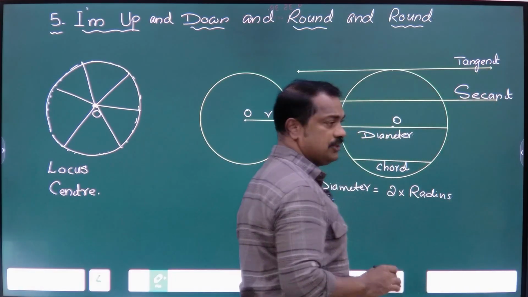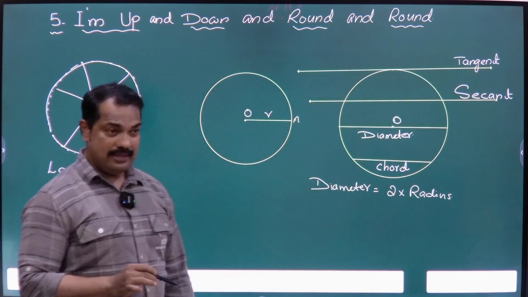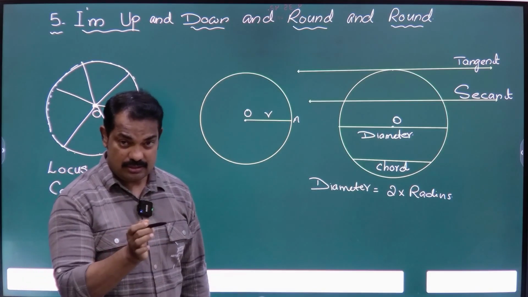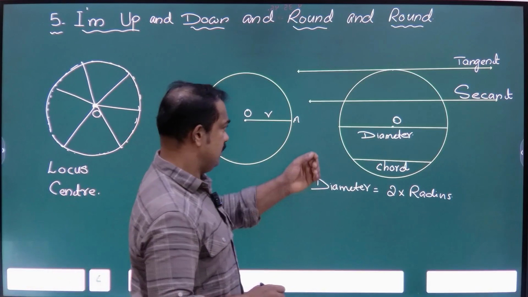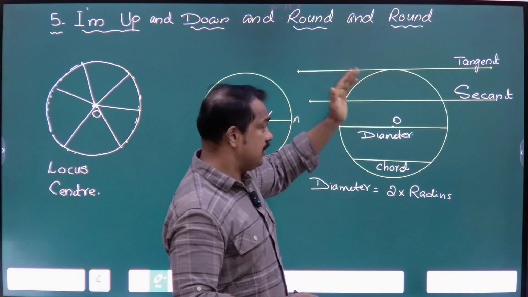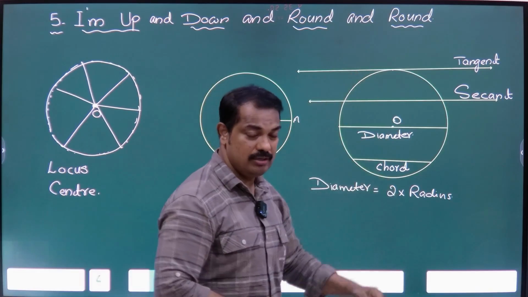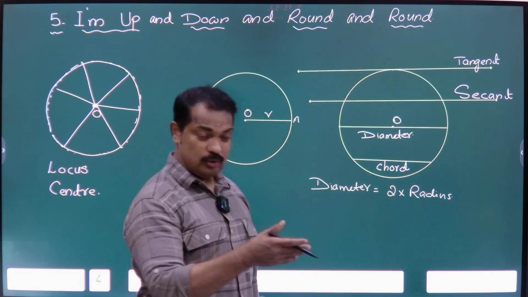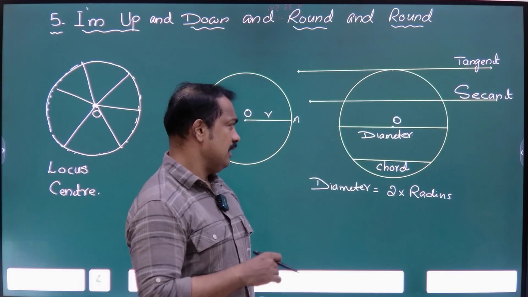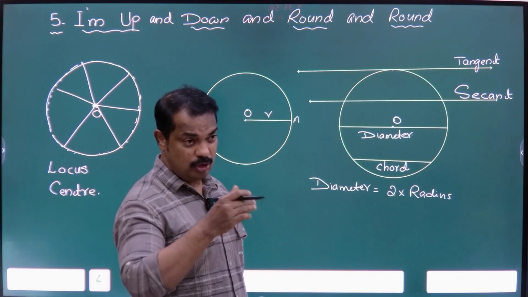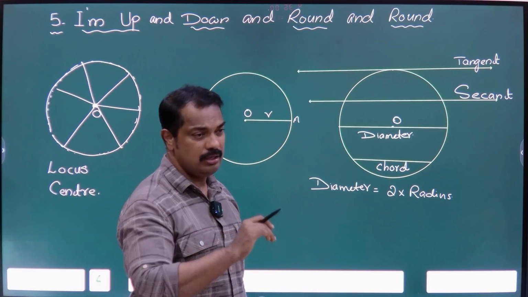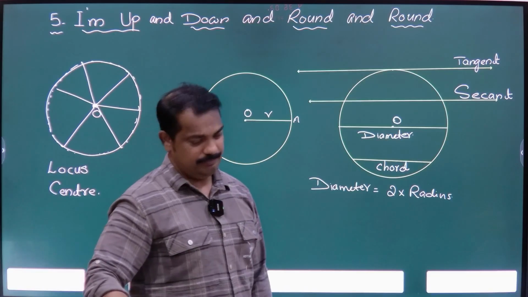So what is tangent? Clear? A line that touches the circle only at one point is called tangent. A line that passing through the circle is called secant. A line segment drawn from the end point of the circle, on the circle, is called chord.